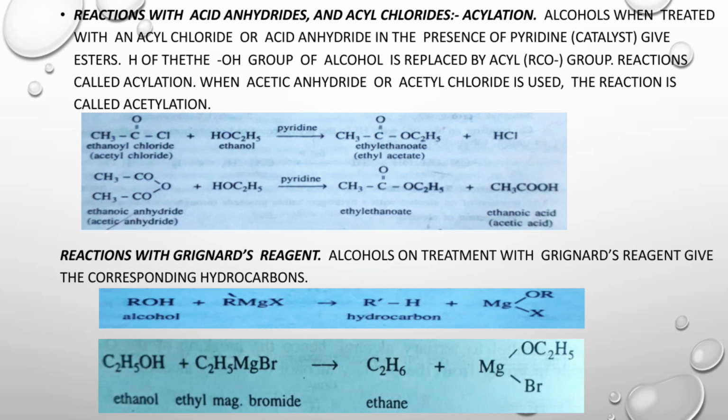Another we have reaction with acid anhydrides and acyl chlorides. Alcohols, when treated with an acyl chloride or acid anhydride in the presence of pyridine, that is catalyst, give esters. In this reaction, the hydrogen atom of the OH group of alcohol is replaced by RCO group, and the reaction is called acylation reaction.